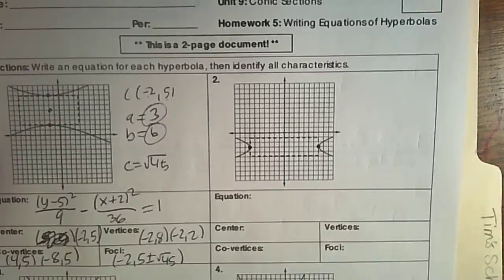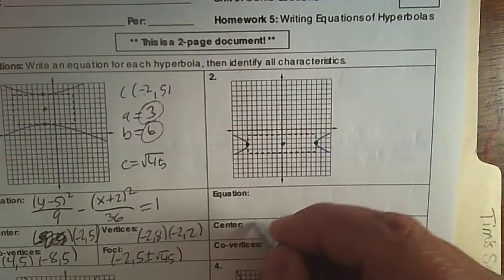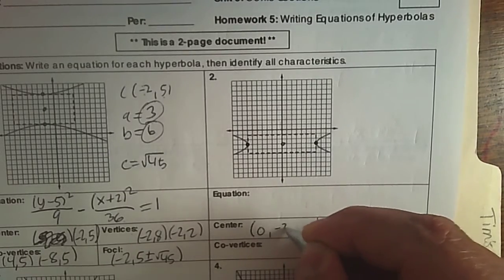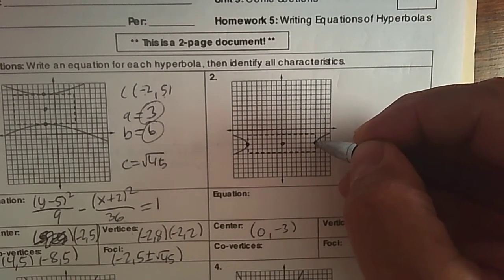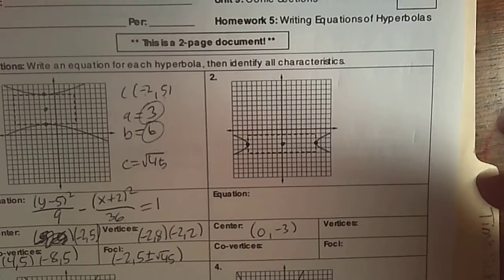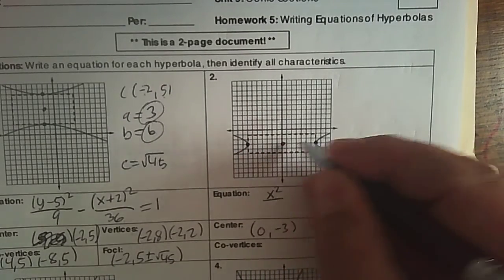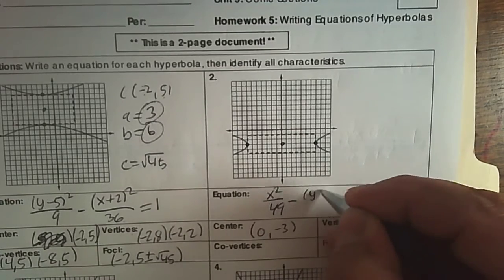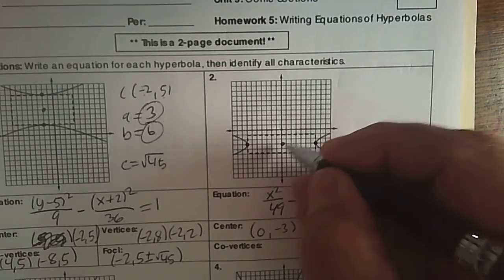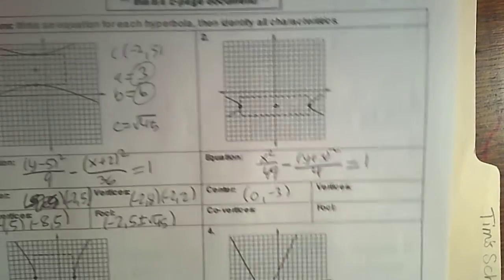Number 2, find the center. There it is. So the center is at 0 and -3. The distance to the right, that's 7. So we have x squared over 7 squared minus y plus 3. What's the distance going up? 2. Square it. And that's equal to 1.